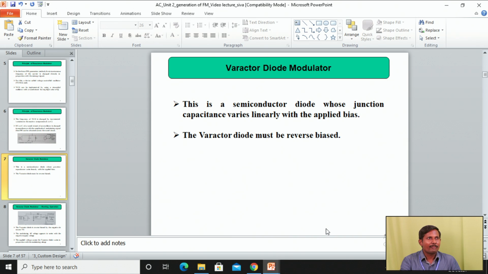Next one is the varactor diode modulator. This is a semiconductor diode whose junction capacitance varies with the applied bias. The varactor diode must be reverse biased. This is the important one. So we need to apply the reverse bias to the varactor diode.